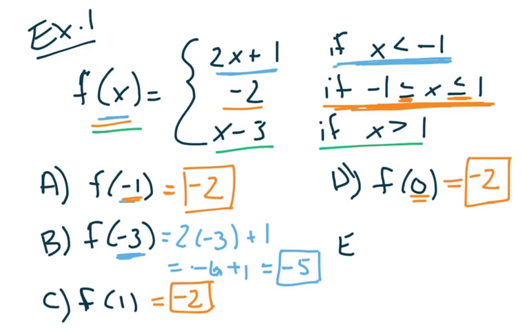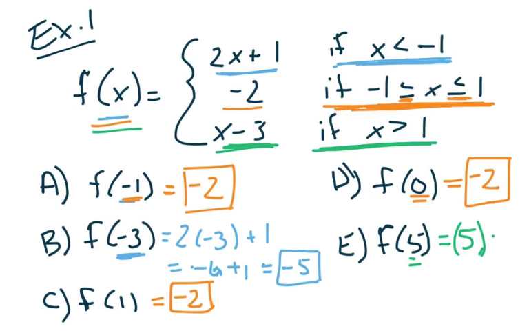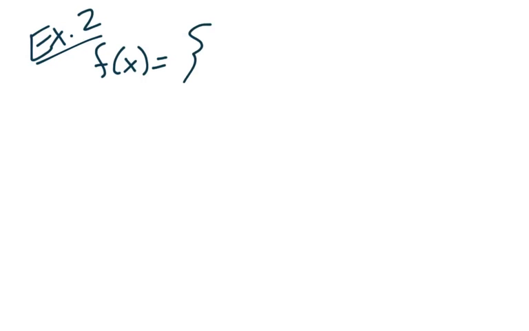And one more on this example, part E, we'll do f of 5. Now 5 is bigger than 1, so that's this bottom one. So that means we need to use the bottom expression. So I'll put 5 in place of x in x minus 3, and I get 2 as my value. You should be able to fit example 2 still on that same page underneath example 1. We'll have a new expression.